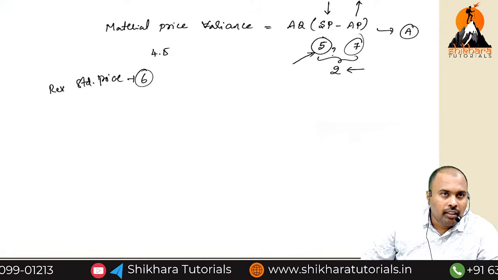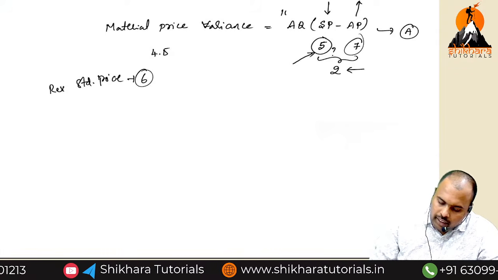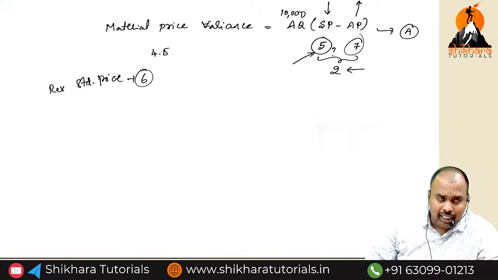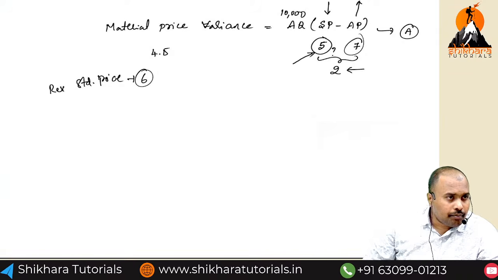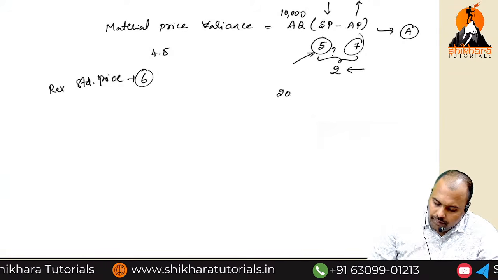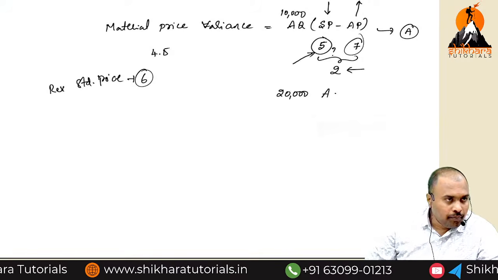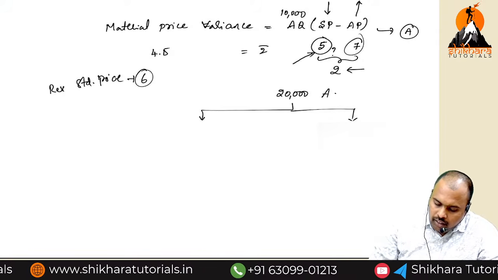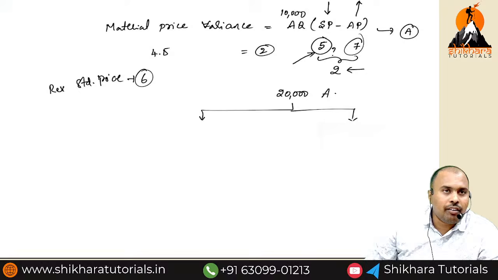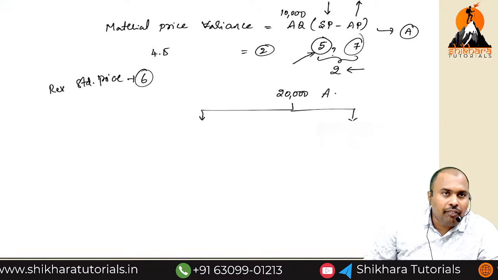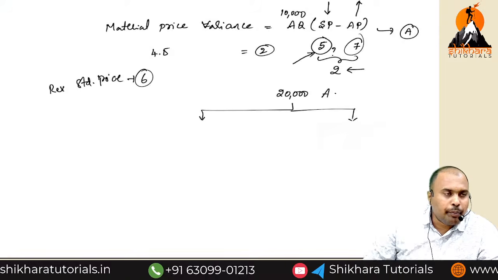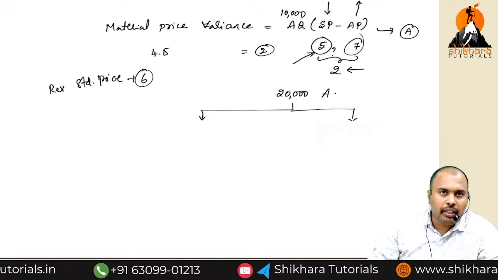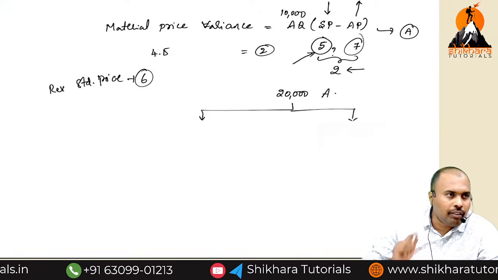Am I clear with this, right? Now let us say the actual quantity is 10,000. What is the total adverse we got earlier? 20,000 adverse. Out of the 20,000 adverse, actually we got 2 rupees adverse, right? Out of the 2 rupees, 1 rupee adverse is not because of inefficiency of the purchase department. It's because of not planning properly. At the beginning of the period, while fixing standards, we have to plan properly and fix the prices.